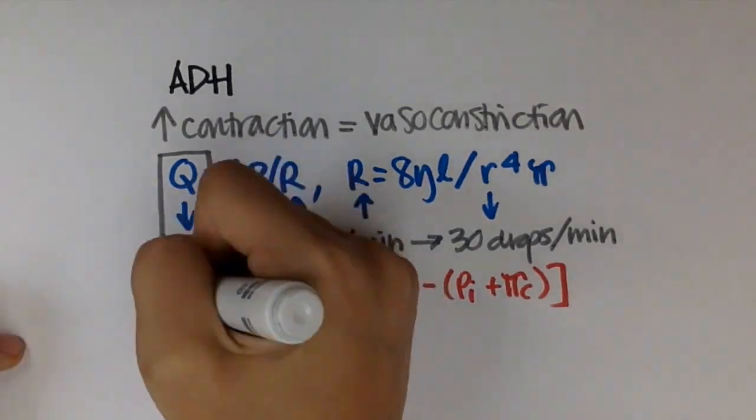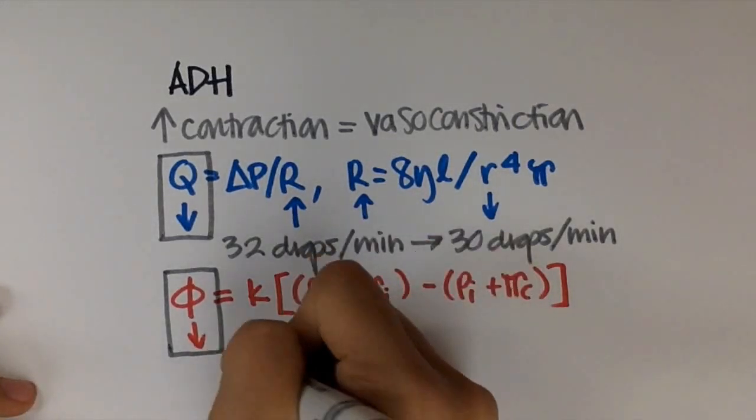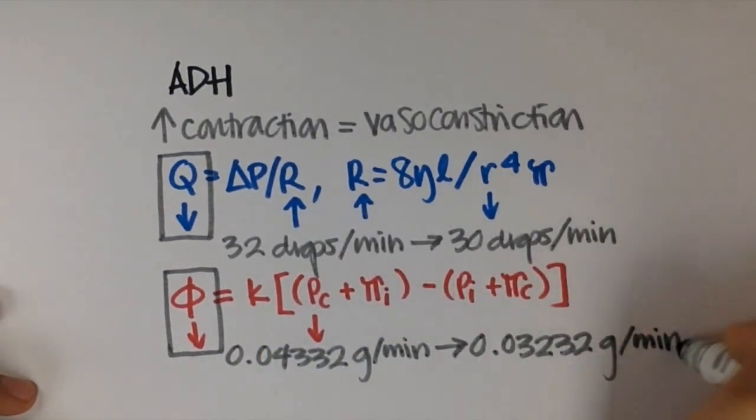This decreases phi, and the relative net flux of fluid is directed into the capillaries out of the tissue. As the fluid exits into the capillaries and flows through the vasculature of the frog, it eventually leaves the frog at the end of the systemic circulation, which is reflected as a decrease in weight from 0.04 to 0.03 grams per minute.